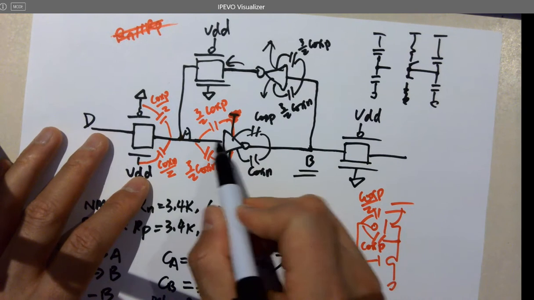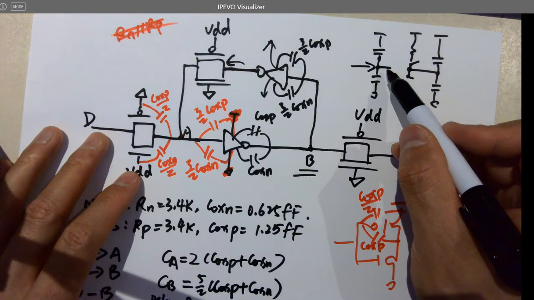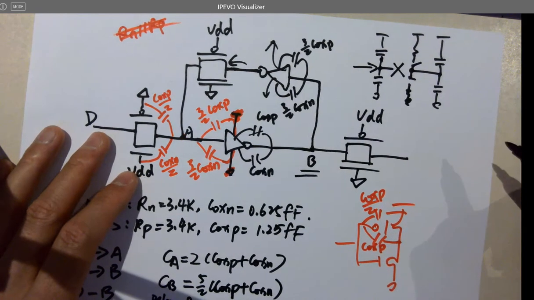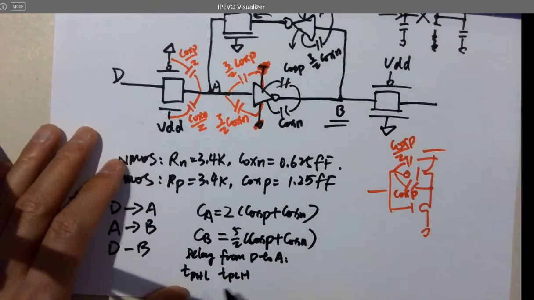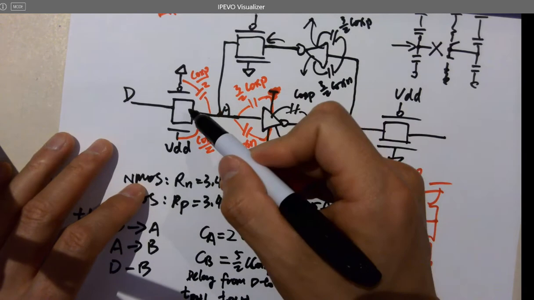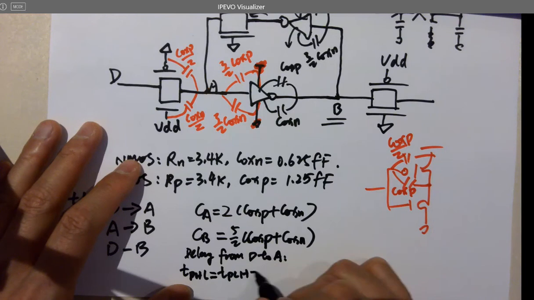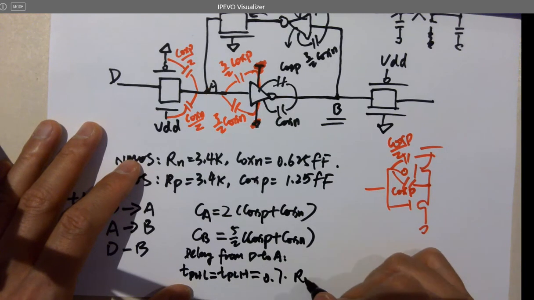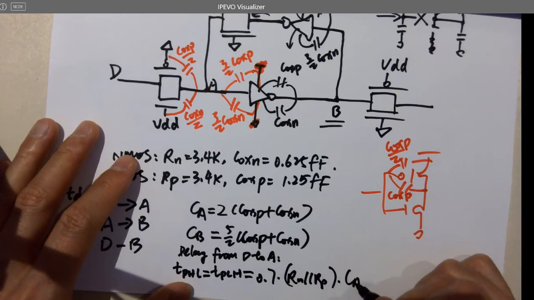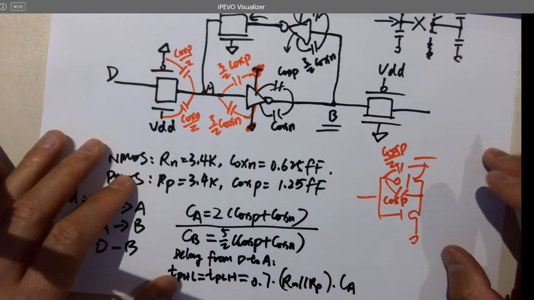So we are looking into that direction. It's getting into there, right, in input. There's no resistor involved. It's disconnected. It's a gate. So are they equal? Yes, because they have the same resistor, which is Rn in parallel with Rp. Equals to what? 0.7 times Rn in parallel with Rp times what? Ca. Done for point A.